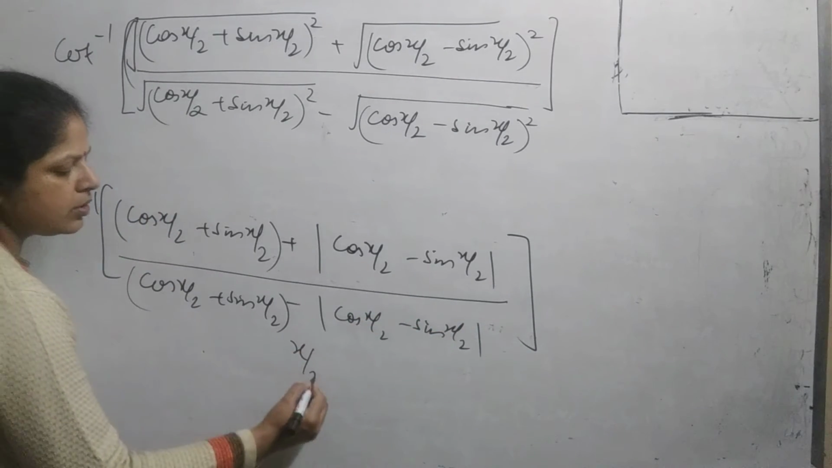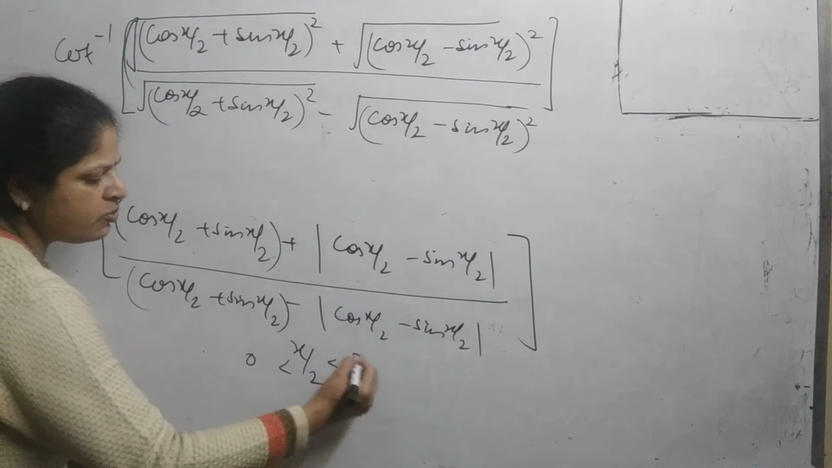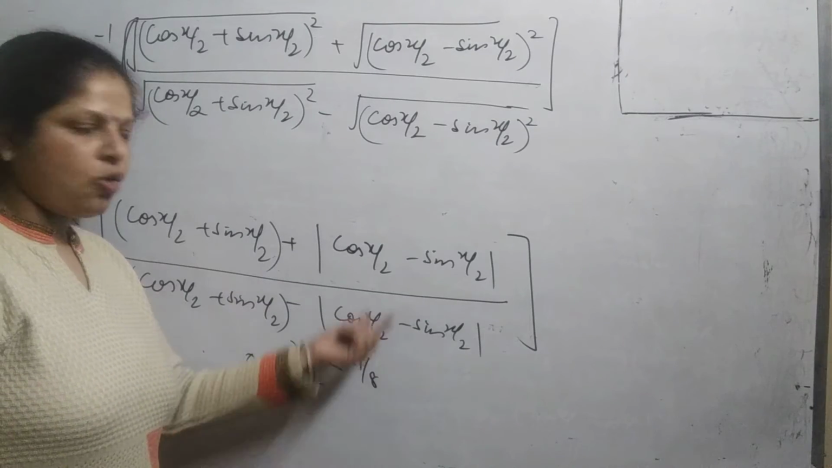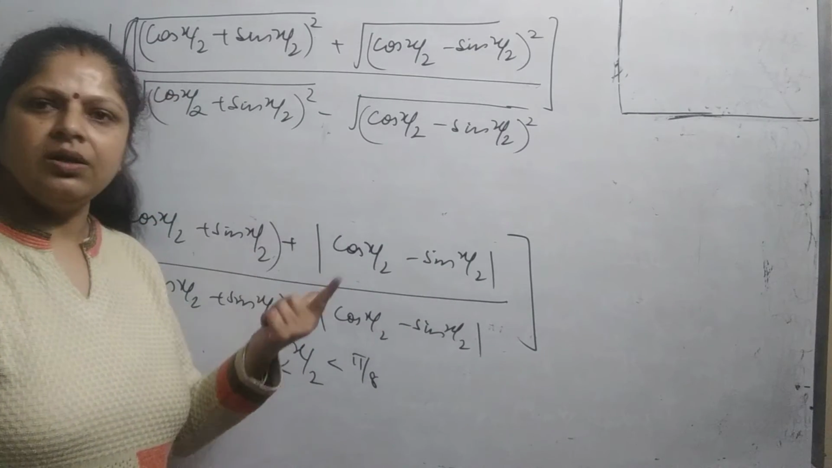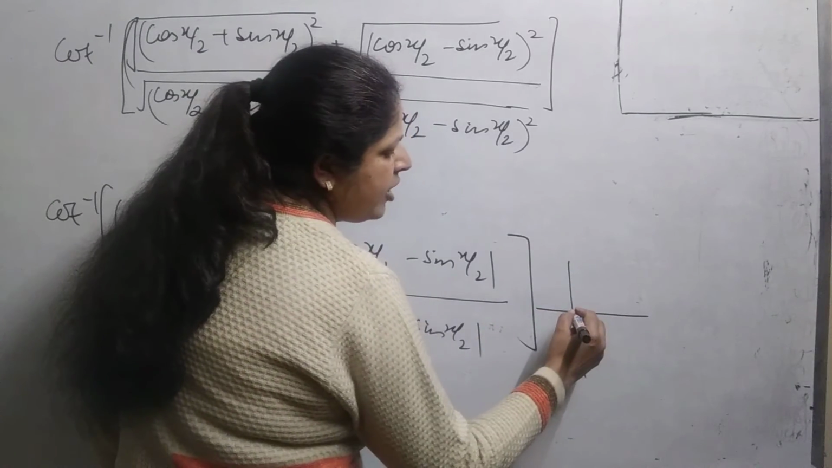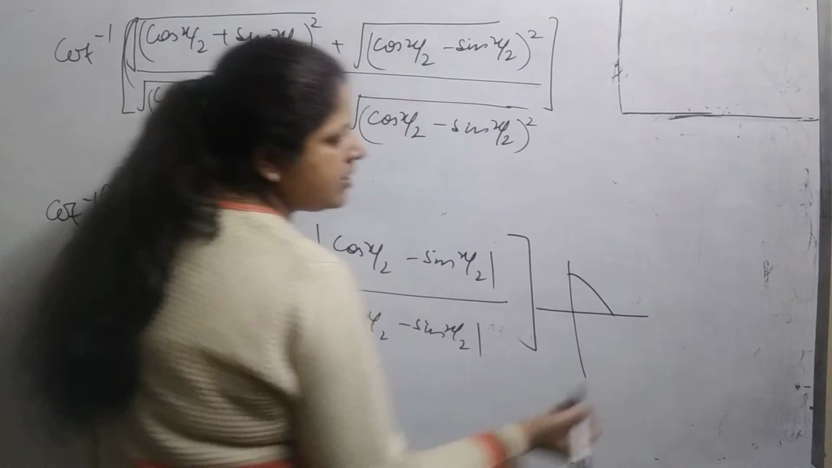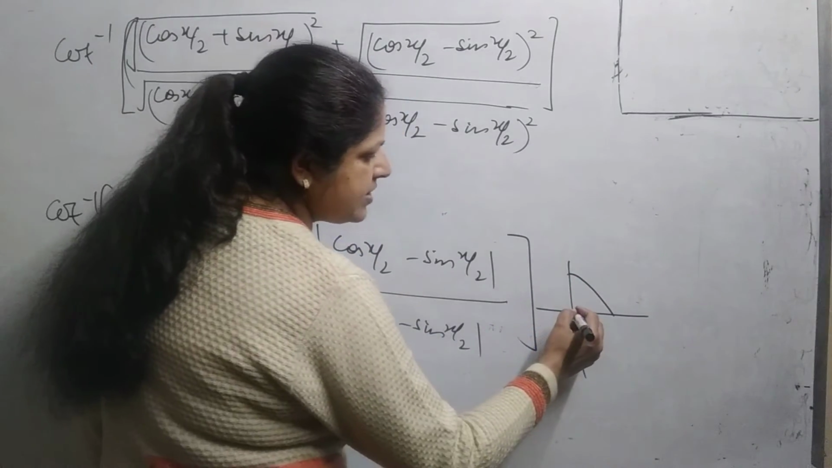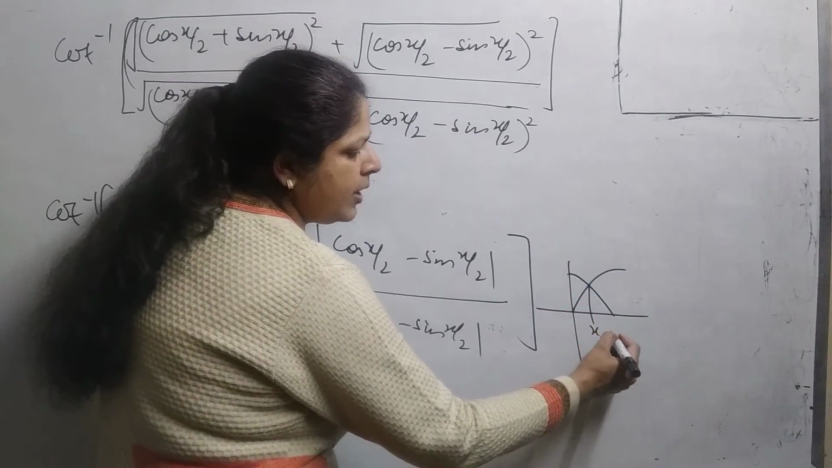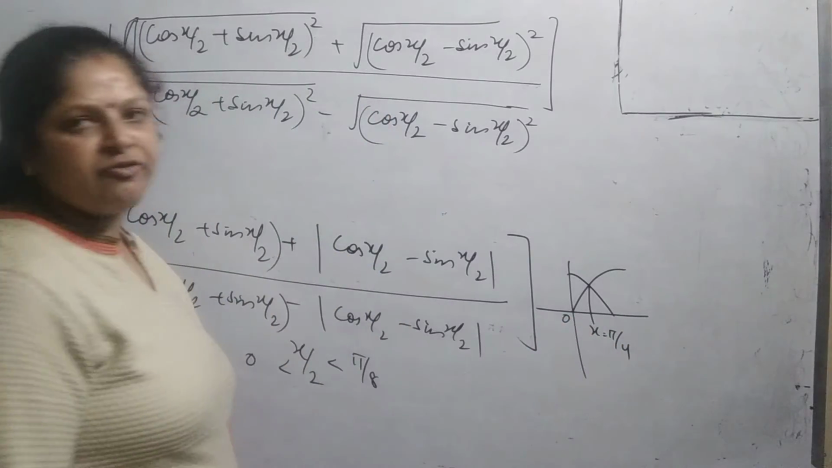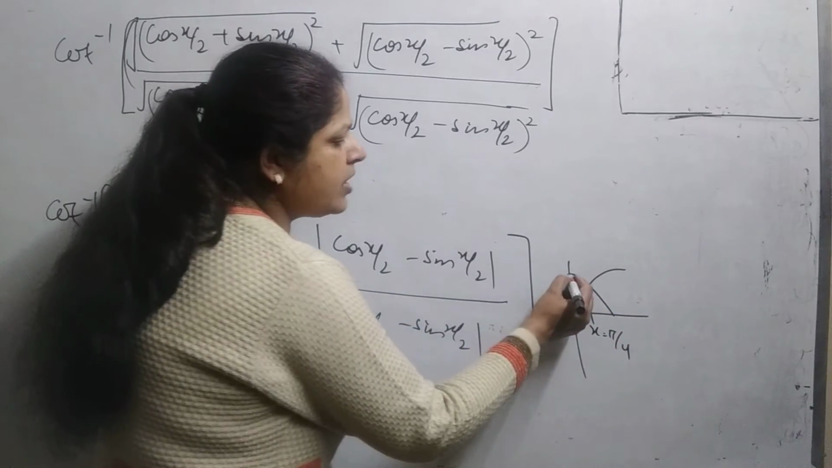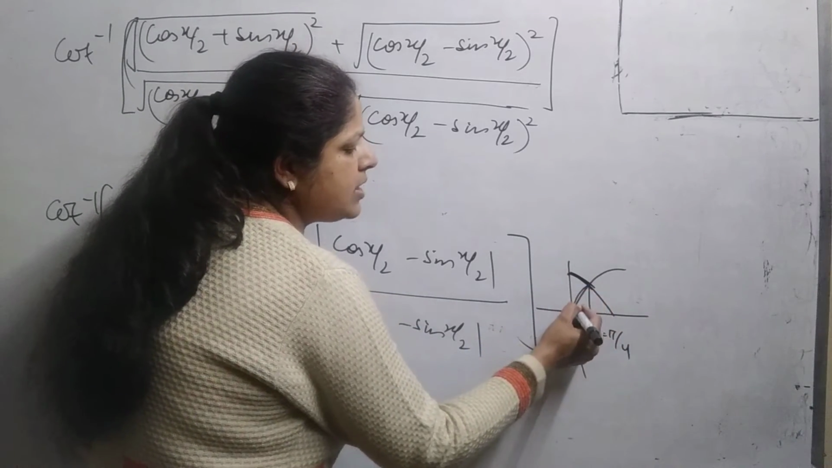Now I have seen that x by 2 is lying between 0 to pi by 8. So now I have to check when x by 2 is from 0 to pi by 8, cos x by 2 is greater than sin x by 2 or less than sin x by 2. Let us draw the graph. Cos x graph if I plot from 0 to pi by 2 will go like this, and for sin, the graph will go like this. We know both graphs intersect at x equal to pi by 4. So what I can see from the graph here is from 0 to pi by 4 cos x is taking a bigger value as compared to sin x.